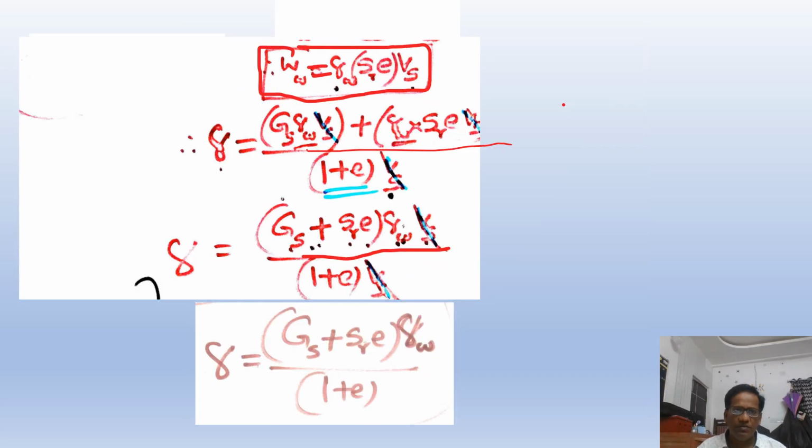Now one can see Ww is equal to gamma w into Vw. So this is what we have done. Now gamma is equal to Gs gamma w Vs plus gamma w into Se Vs. What is common in numerator and denominator is Vs. If you cancel Vs, then we get gamma is equal to (Gs plus Se) into gamma w by 1 plus e. This is the fundamental interrelation between unit weight of soil, specific gravity of solids, degree of saturation, void ratio, and unit weight of water. Thank you all.